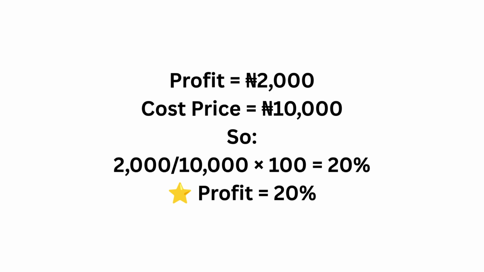So that zero cancels 1 zero with 100. So 100 becomes 10. It now becomes 2 over 1 at this side. So 2 over 1 is the same thing as 2. 2 times 10 gives you 20. And that's our answer, 20%. I hope you understand the explanation.